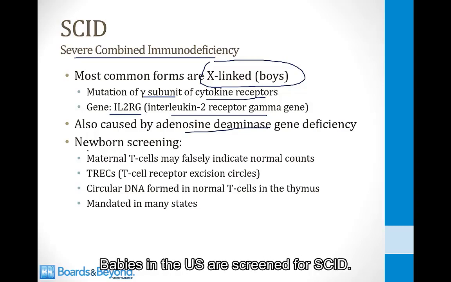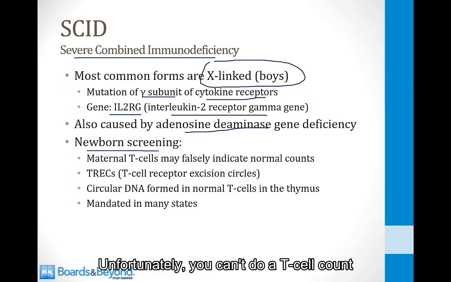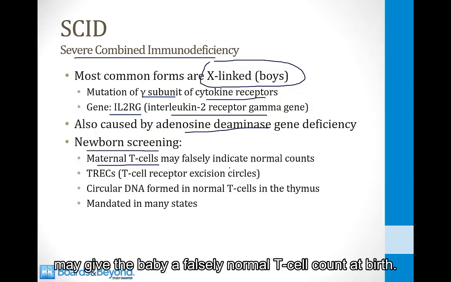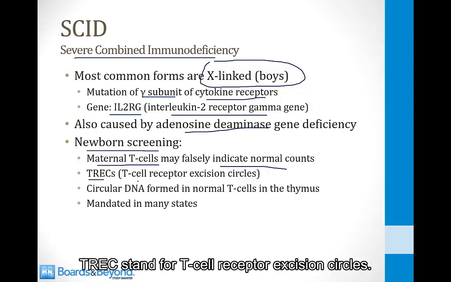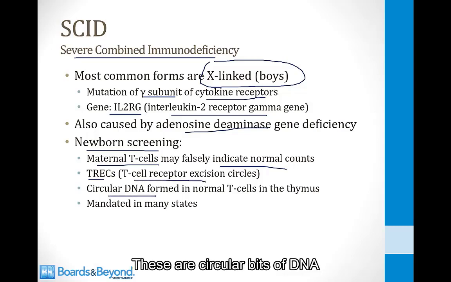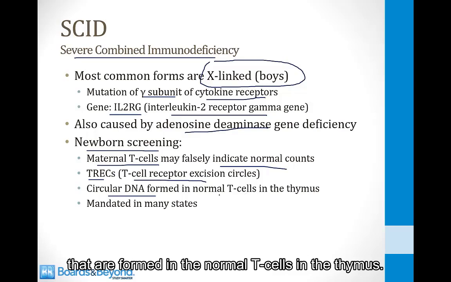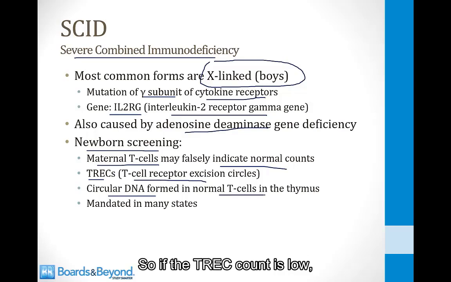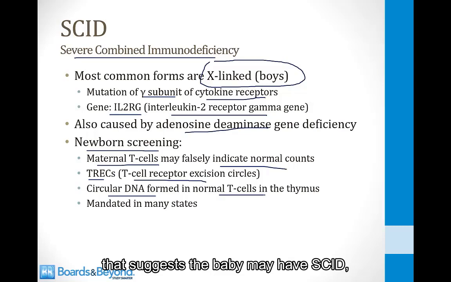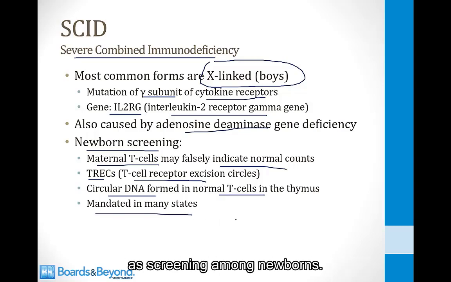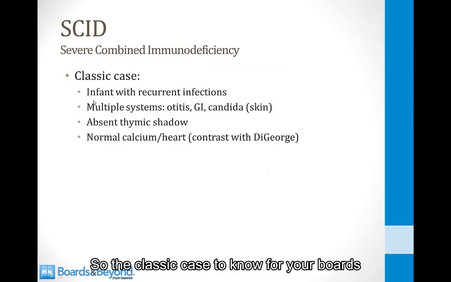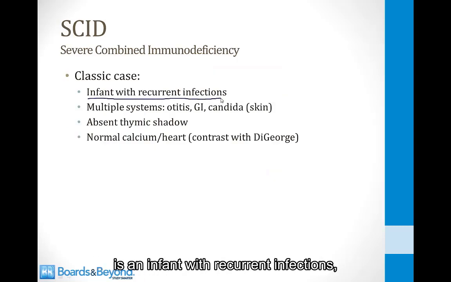Babies in the U.S. are screened for SCID. Unfortunately, you can't do a T-cell count because T-cells from the mother may give the baby a falsely normal T-cell count at birth. Instead, what are measured are things known as TRECs. TRECs stand for T-cell receptor excision circles. These are circular bits of DNA that are formed in the normal T-cells in the thymus. So if the TREC count is low, that suggests the baby may have SCID. And this is mandated in many states in the U.S. as screening among newborns.